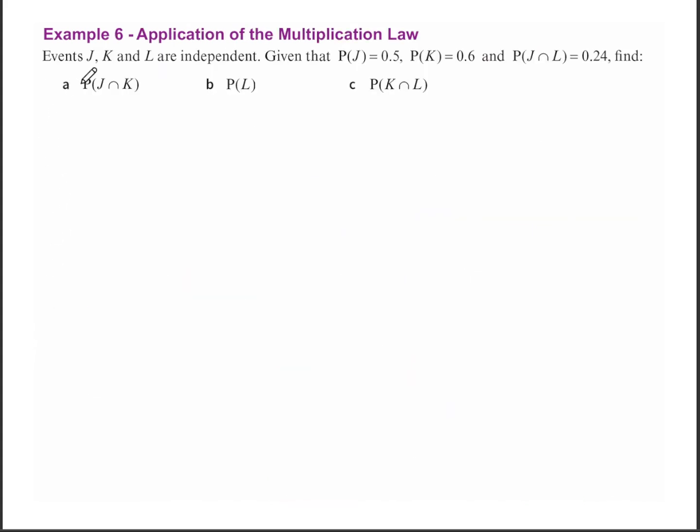We're now told that the events J, K, and L are independent, given that the probability of J alone is 0.5, the probability of K alone is 0.6, and the probability of J and L is 0.24. We have to find the probability of the following. So to find the probability of J and K both happening, remember, because they are independent, P(J and K) is equal to just P(J), the probability of J, multiplied by the probability of K, which is just 0.5 times 0.6, which just gives us 0.3.